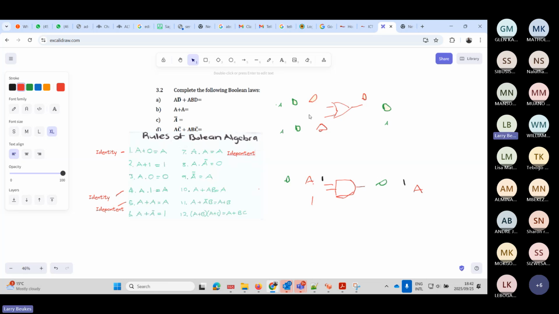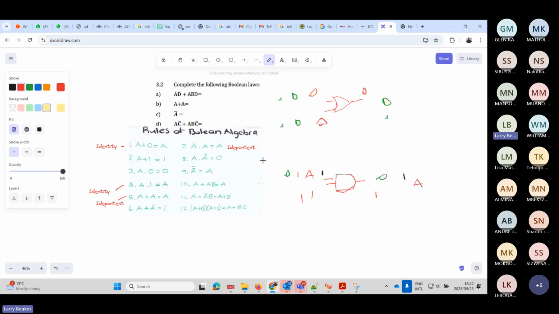Oh, the other one is the annulment law. Okay, so now let's come here. If we have A ANDed with an A, the output will be that A. For example, if we have a 1 ANDed with a 1, the output will obviously be a 1. 1, 1, 1, 1. The output will be a 1, right? Then if this was a 0, 0, 0, the output will be a 0. So that we call the idempotent law, right?